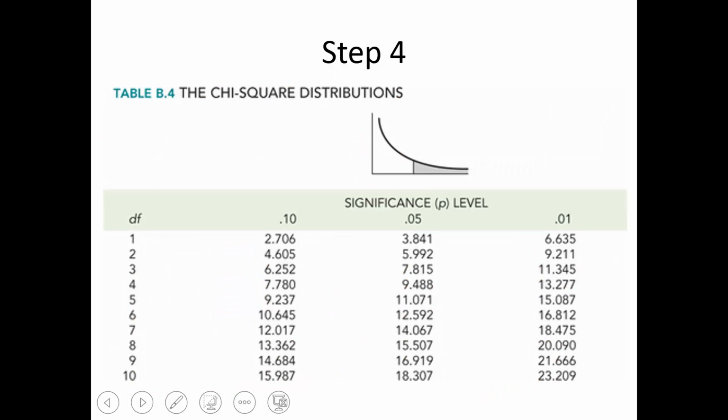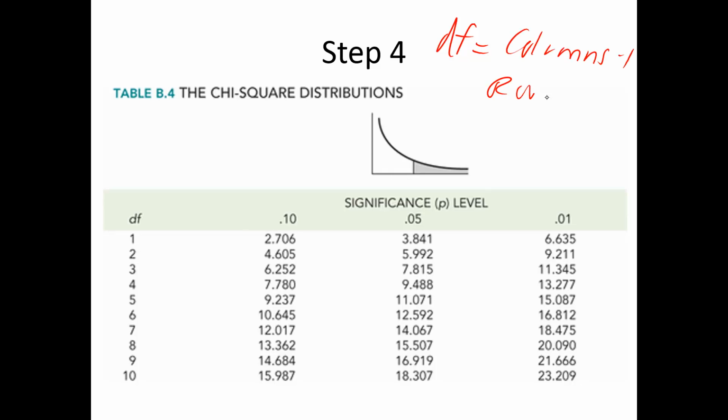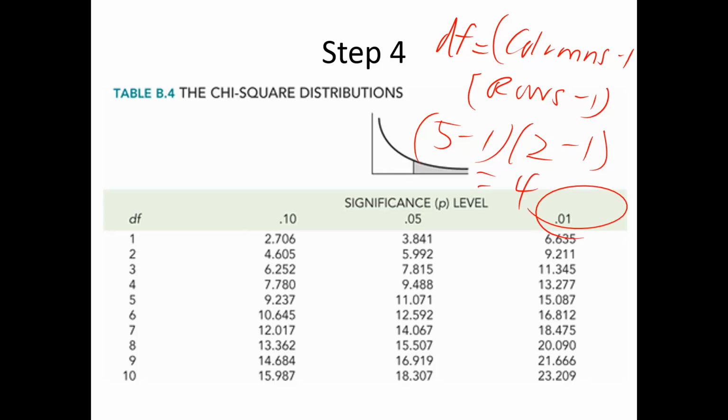So step 4, now degrees of freedom is sort of weird for this. It's columns minus 1 times rows minus 1. Okay. So that's 5 minus 1 times 2 minus 1, which is equal to 4. We're going to use 0.01 because that's what the problem asked for. And so it's 13.277. Okay. So remember, chi-square gets bigger as you add more categories, because this is not people out here. Remember, this is not n minus 1, it's columns or categories minus 1.